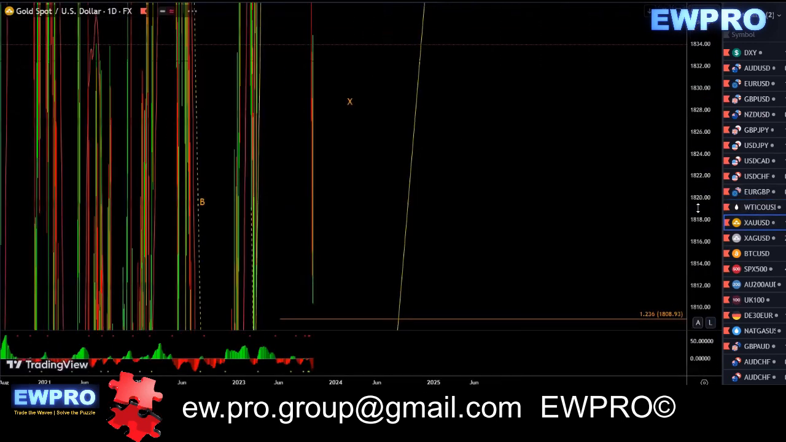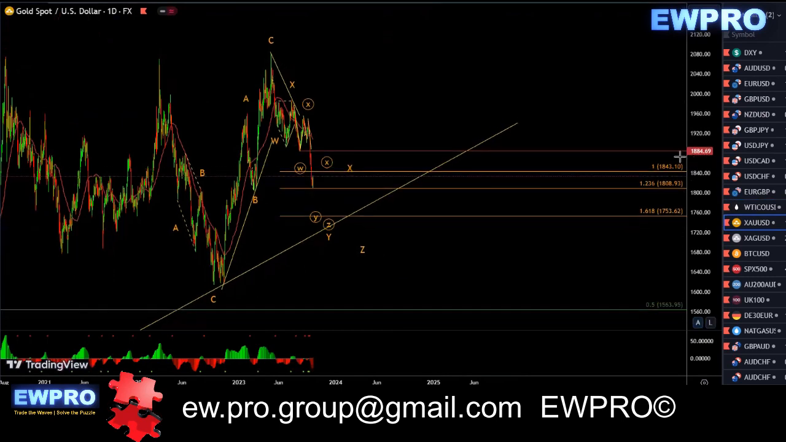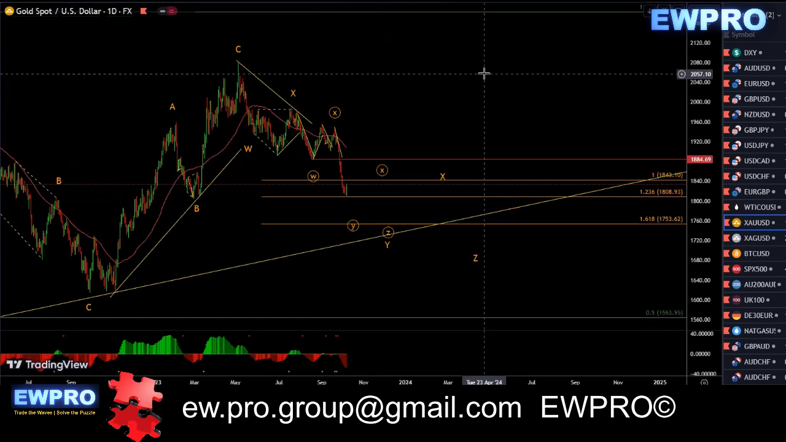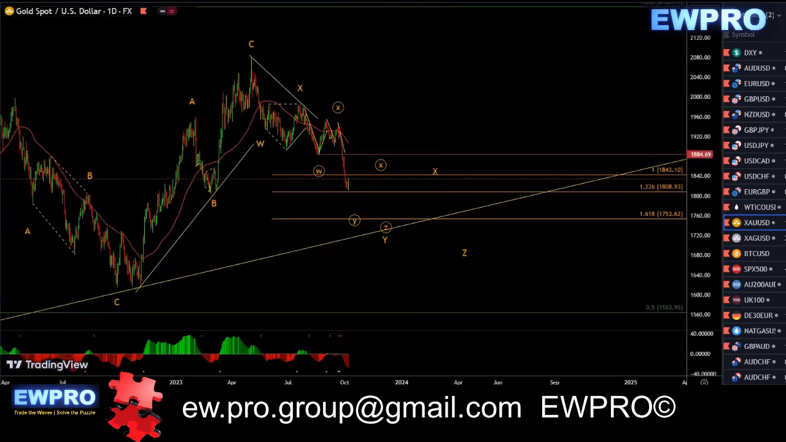gold on the daily. This is extremely difficult as well. This has turned very much motive. We got a WX extended wave Y, then I'll be looking for an X2 and a Z down. So this could come quite deep. We got this extended wave WX, Y, X2 and a Z down in here.